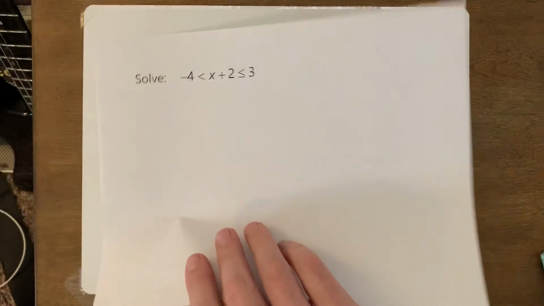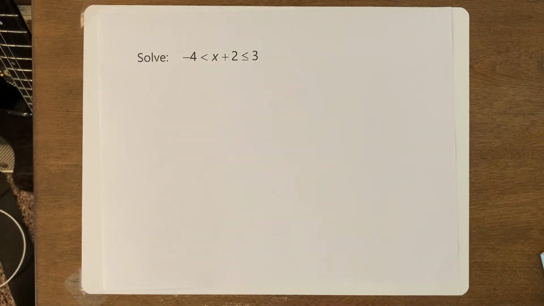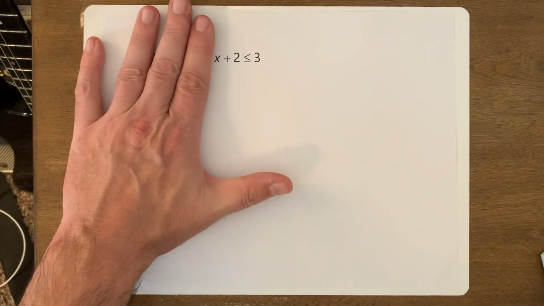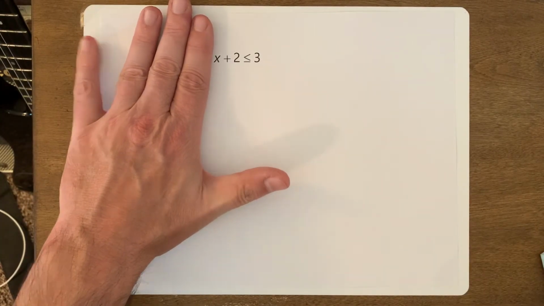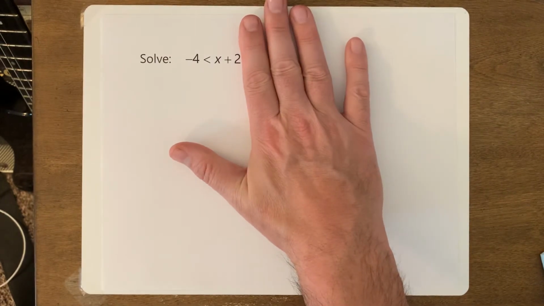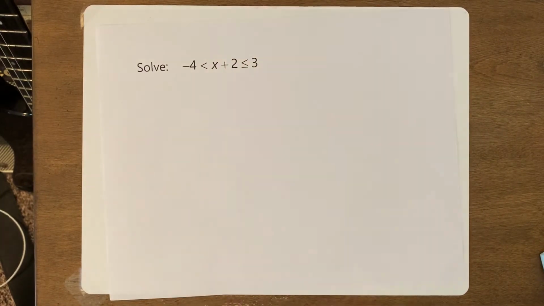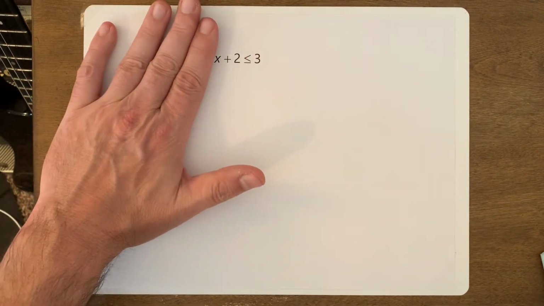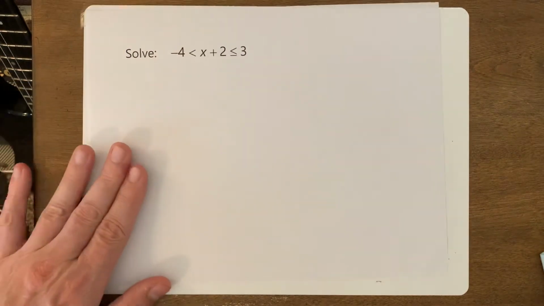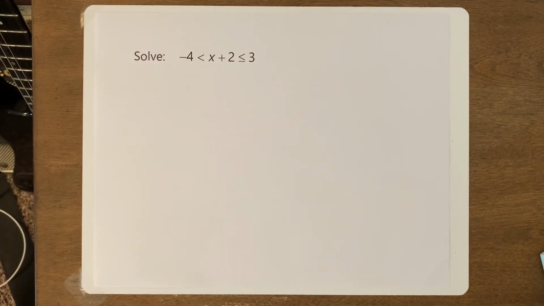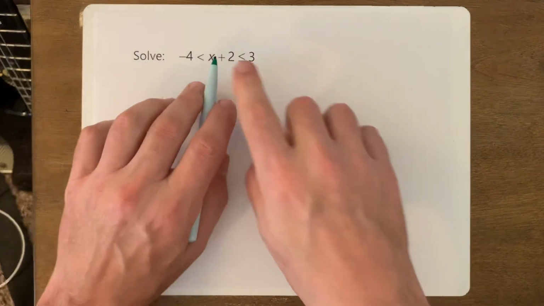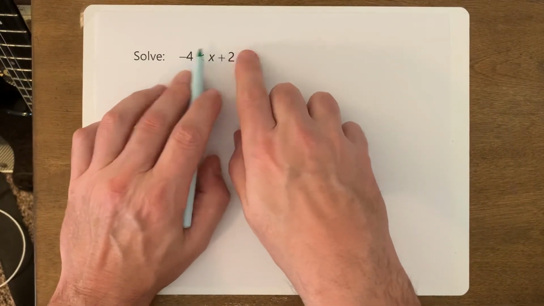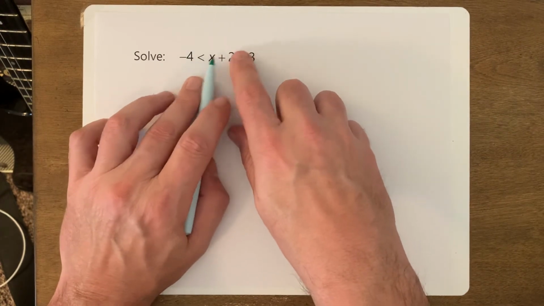All right. Now, here's another compound inequality. This one is interesting because it's 2 in 1. You have x plus 2 less than or equal to 3, and you have -4 less than x plus 2. You could actually split this up into 2 inequalities if you want to, but there is an easier way. The easier way is to take the inside and unwrap everything, and then finally get the inside with just an x in it.